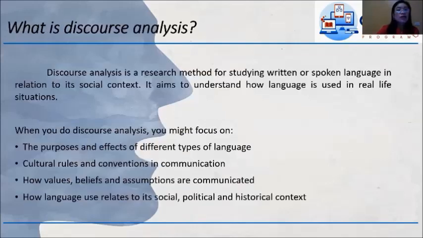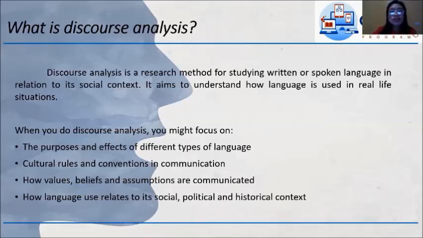Okay? Now, what is discourse analysis? Okay? Discourse analysis is a research method for studying written or spoken language in relation to its social context. So it aims to understand how language is used in real life situations. So that is discourse analysis.